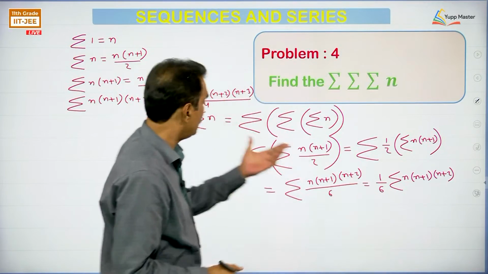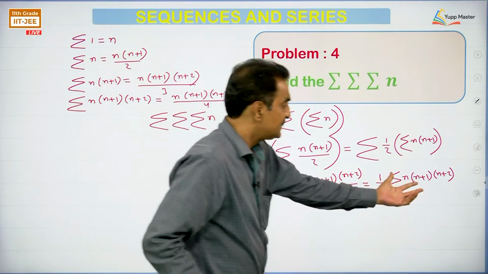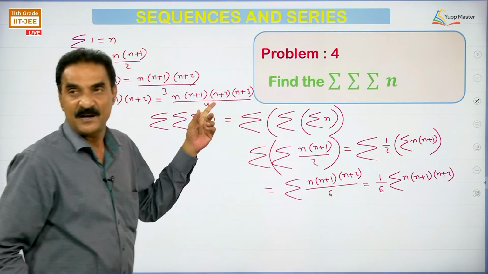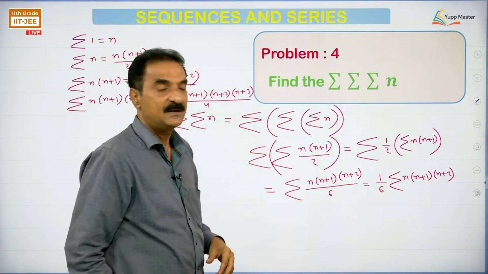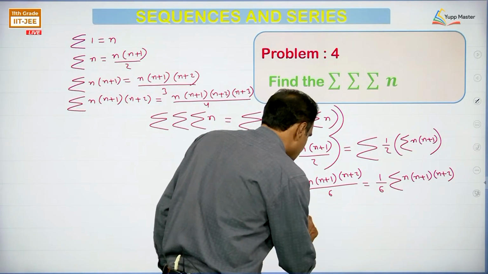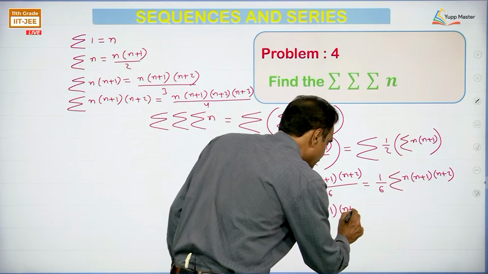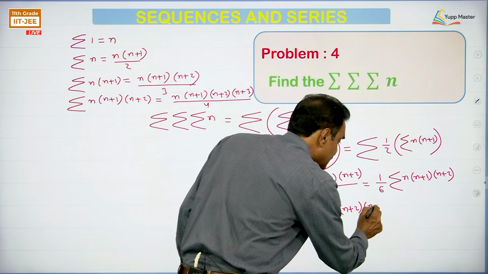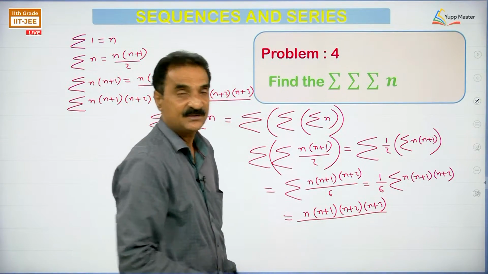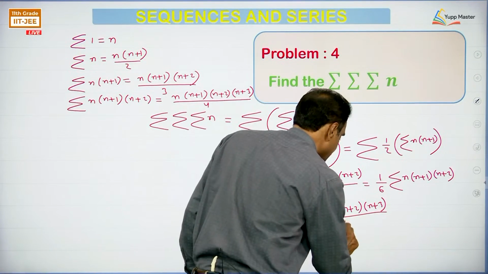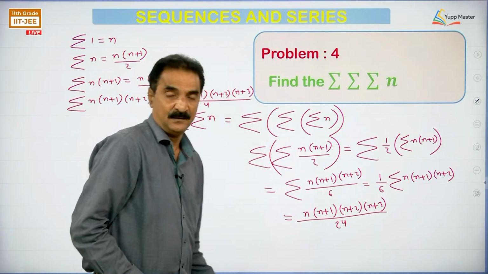Alright. Now, using this formula, you will get this as n into n plus 1 into n plus 2 into n plus 3 by 4 into 6 is also there. So, what will be the answer? n into n plus 1 into n plus 2 into n plus 3 by 4 into 6, that is 24. All right. Now next question.